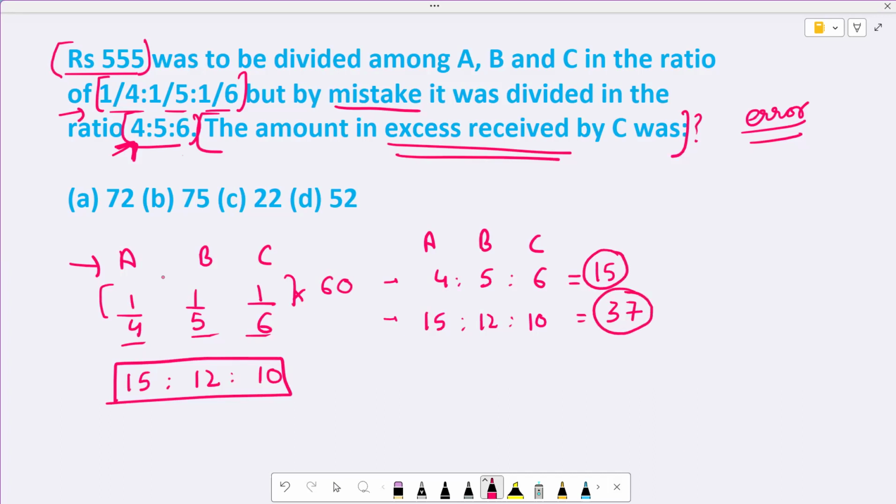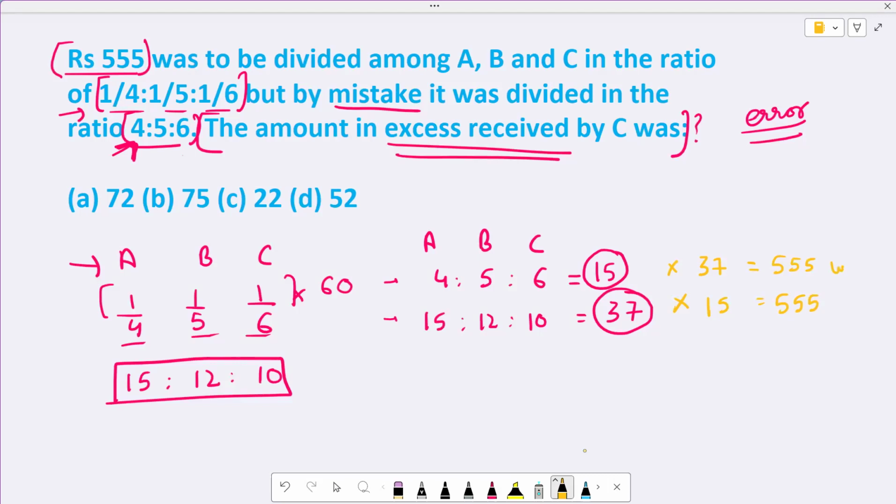So how can we compare them? For this, we need to make them equal. How will we make them equal? We will have to multiply them by such numbers that they become equal. And when we find those numbers, 15 we'll have to multiply by 37 and 37 we'll have to multiply by 15. Since these two numbers don't come in each other's table, the LCM will be 555 itself.